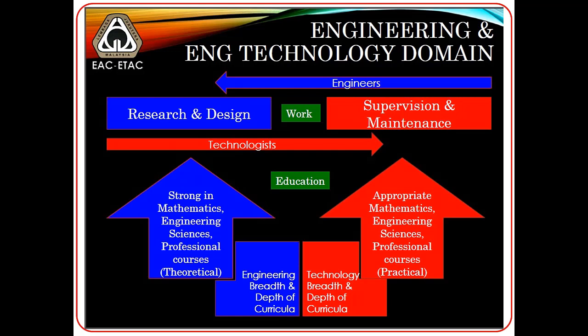Okay, next. What's the difference between engineering and engineering technology? Basically engineering does more research and design on the left side. You need to be stronger in mathematics, engineering, sciences, and your professional courses are more theoretical. While technology, you'll be more on the supervision and maintenance. So you do not need such strong mathematics, just an appropriate amount of mathematics and science, and your professional courses are more practical. So being in engineering technology is somewhere in between.